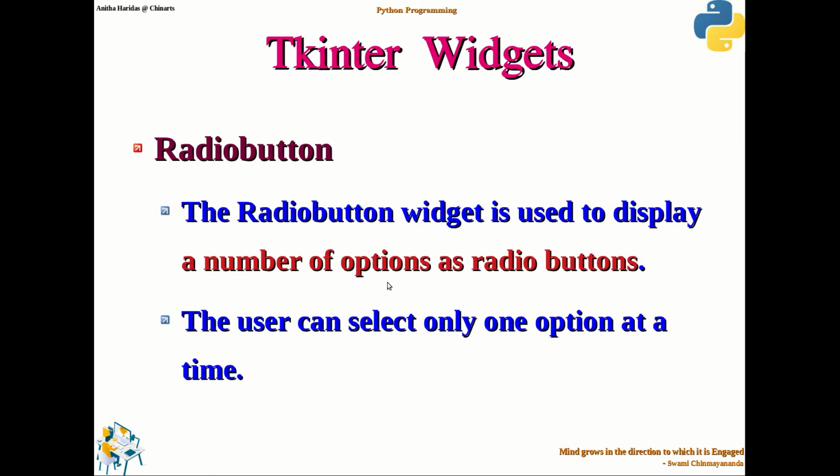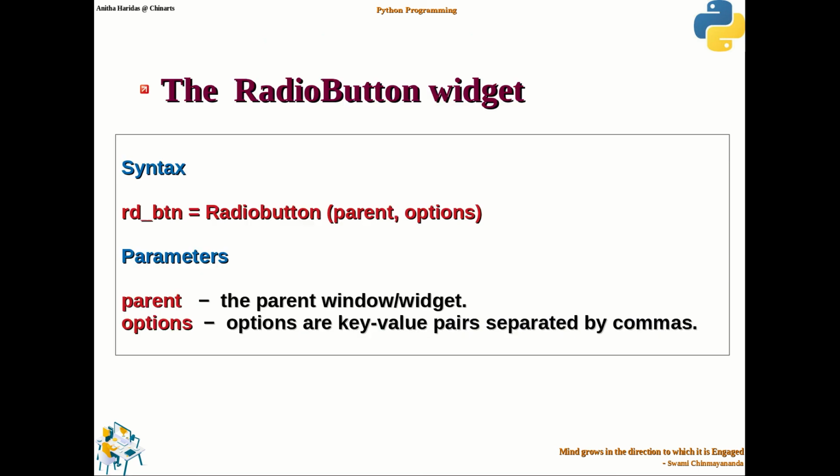So the next widget that we are going to discuss is a radio button. The radio button widget is used to display a number of options as radio buttons, and the user can select only one option at a time. Whereas check boxes or check button is used to display number of options, but you can have multiple selections at a time. But using radio button, you can select only one option at a time.